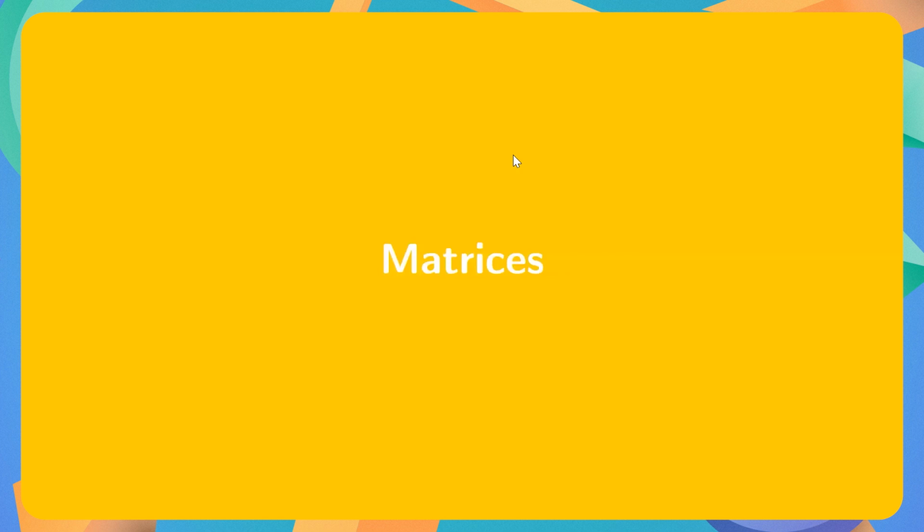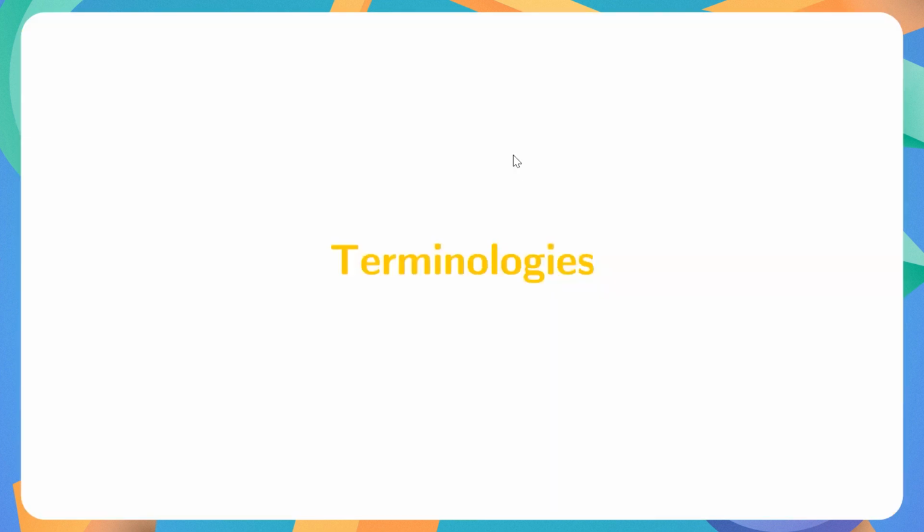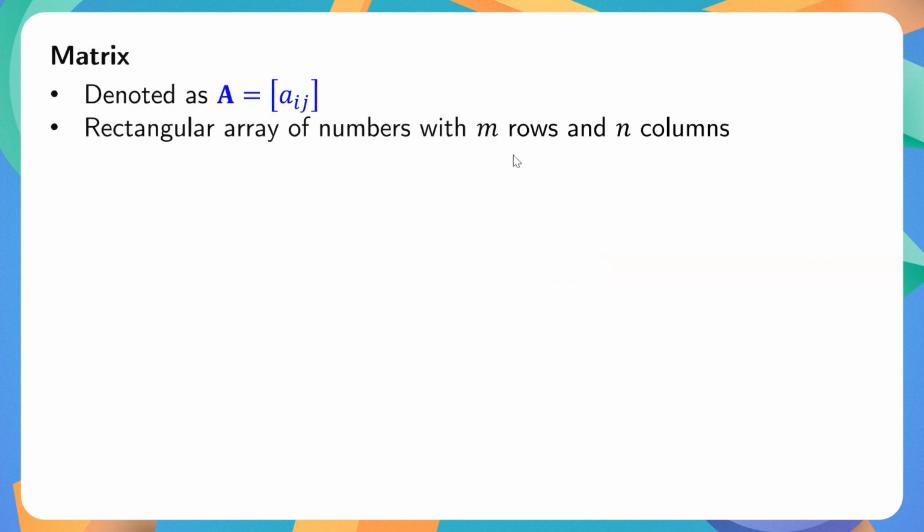Hello. This presentation will be all about matrices, the different types of matrices, and the different types of operations on matrices. So first, let's have some terminologies with regards to matrices. These are denoted as A equals A sub ij, and it's also enclosed in square brackets.